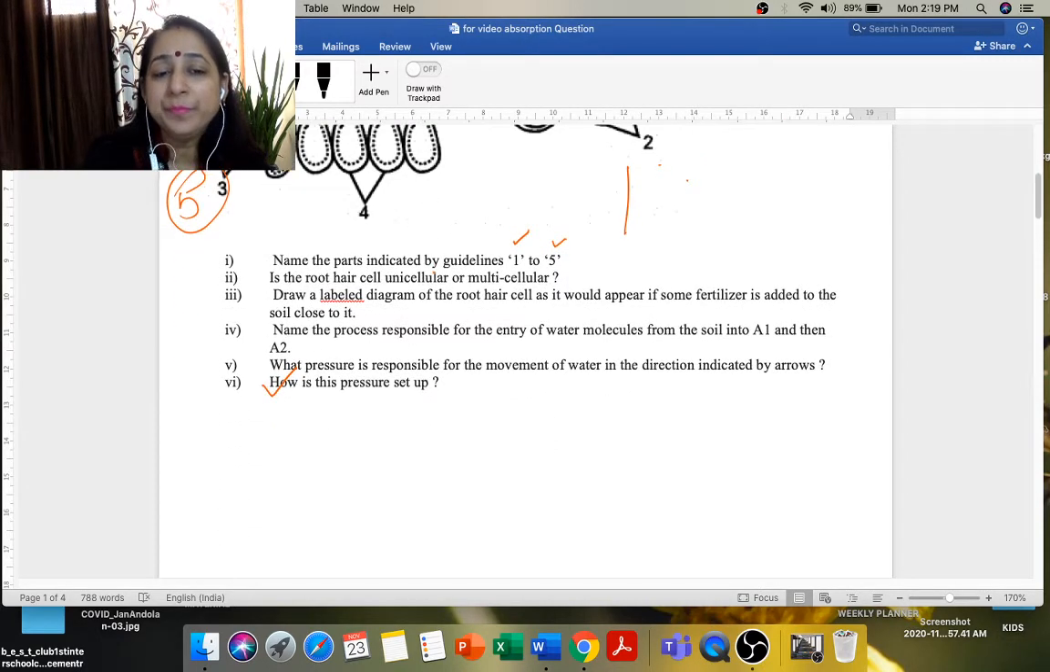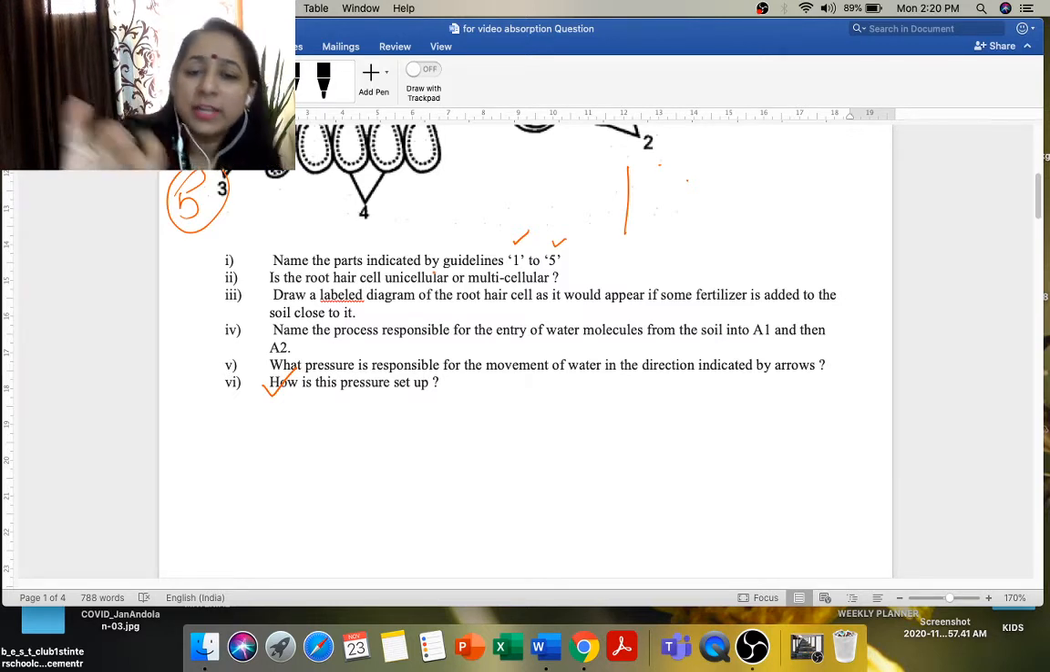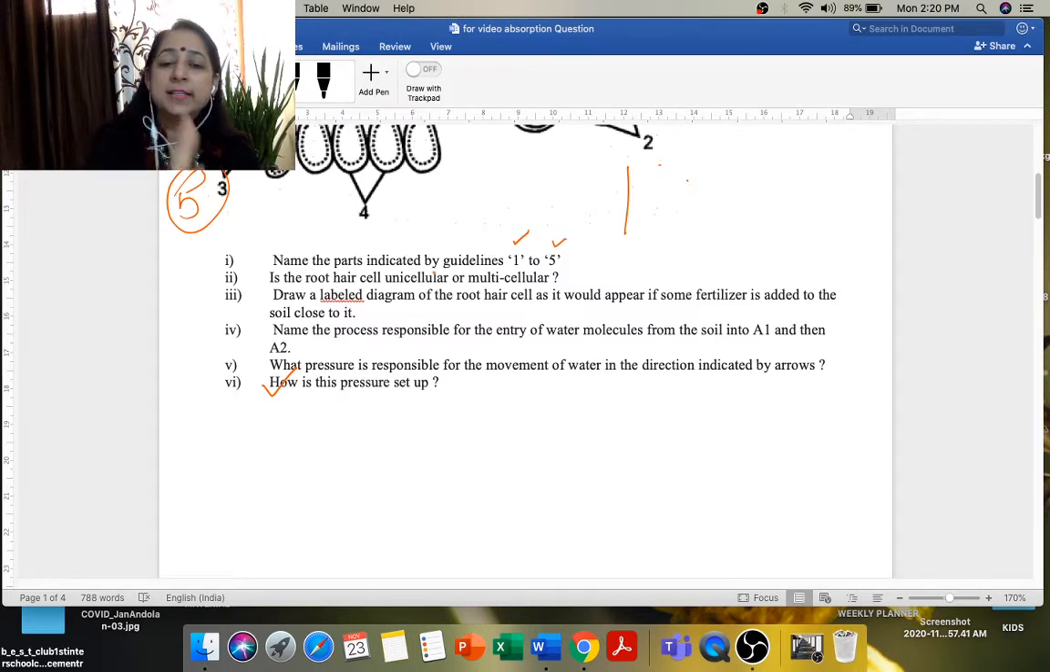So once again, in name the following, you only have to write the name. Is it uni or multicellular? It is just one word. Write unicellular, but that's it.